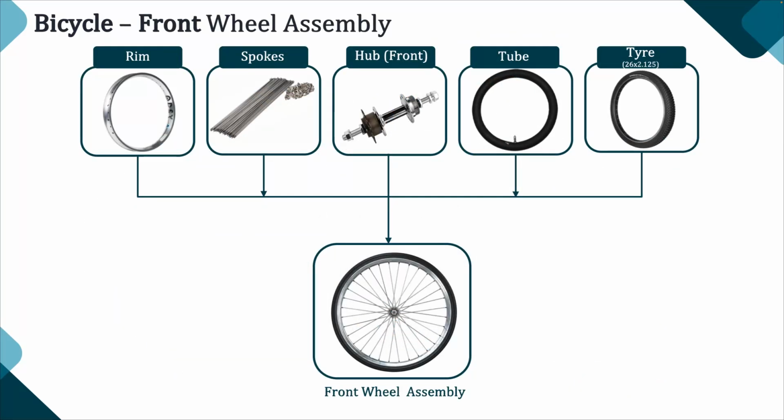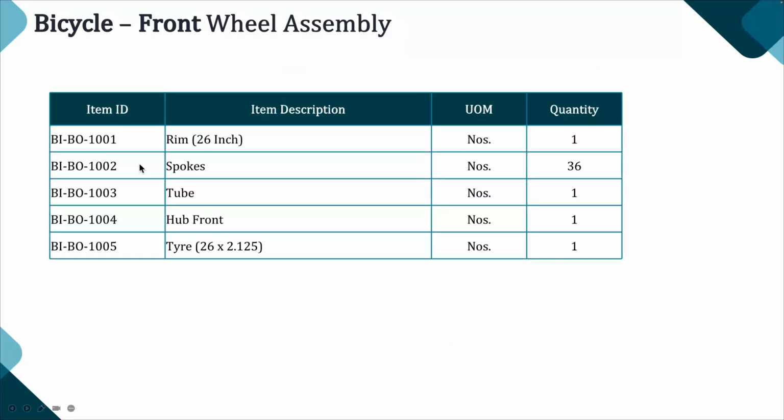This slide consists of your wheel assembly raw materials, which are your rim, spokes, hub at front, and tube and tire. Those are the items which you are going to include in your wheel assembly. This slide consists of your item ID, item description, UOM and quantity. Those are the materials which you are going to enter in our BOM. Here the rim is 1, spokes are 36, tube is 1, hub at front is 1 and tire is 1. These are all the quantities which you are going to enter.